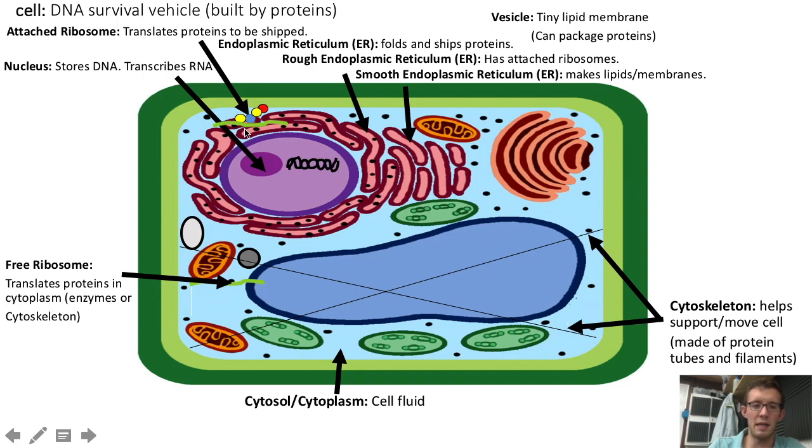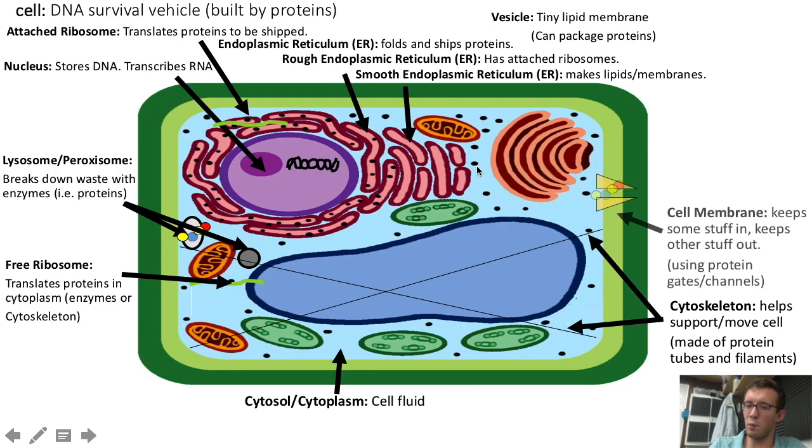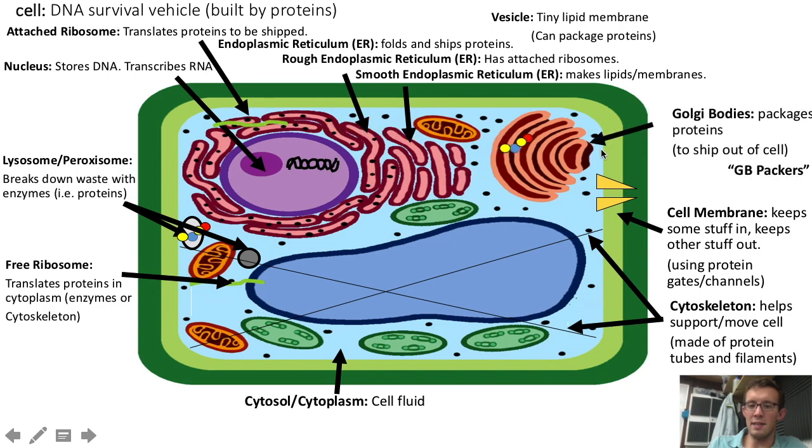As for where the protein actually gets shipped to, if it's an enzyme, it might get shipped to the lysosomes or peroxisomes, whose main job is to break down waste material using enzymes. If the protein is not an enzyme, it might get shipped to the cell membrane, where it could serve as a channel protein, letting some things into the cell and keeping other things out of the cell. Or last, it might get shipped out of the cell entirely.